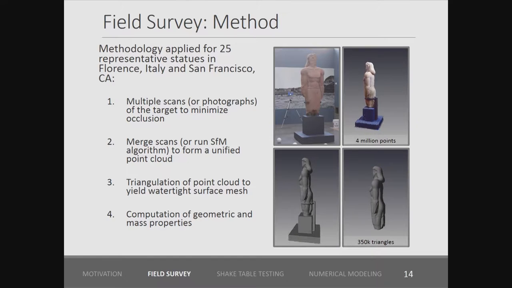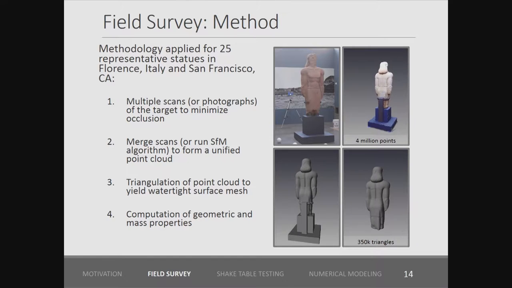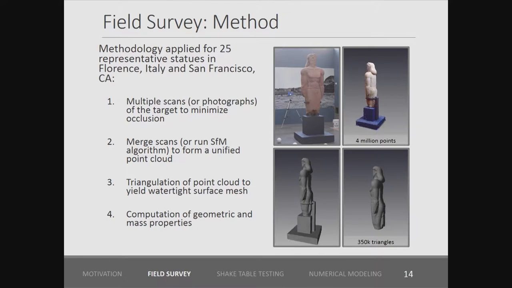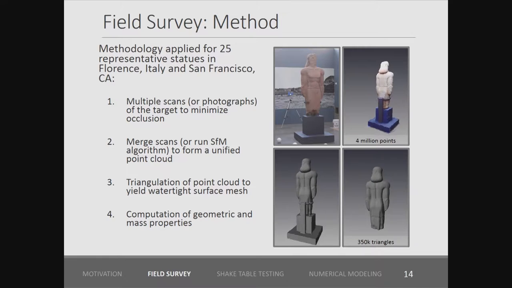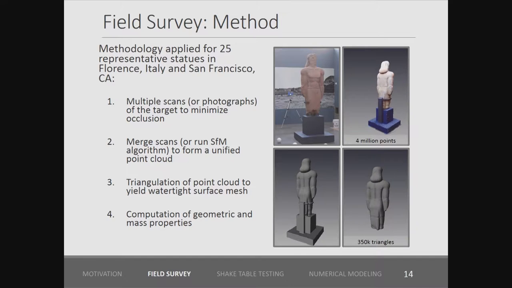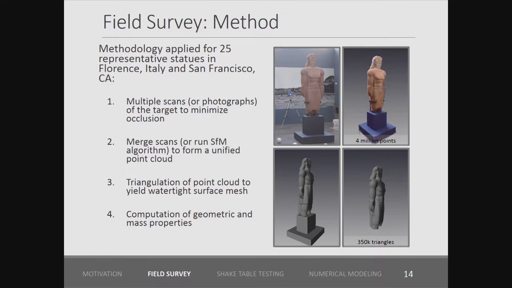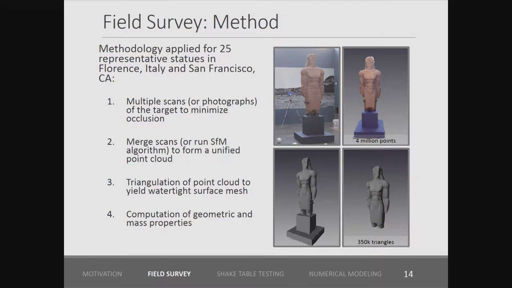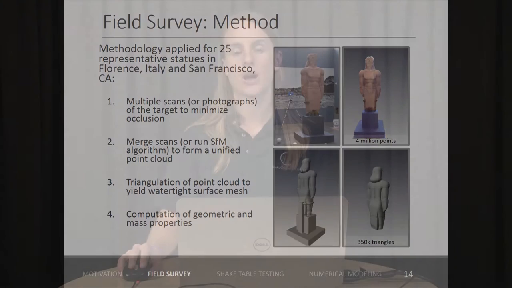Geometric data was acquired in this fashion for 25 representative statue systems in Florence, Italy, and San Francisco, California. Each target statue was scanned or photographed from multiple viewpoints to minimize occlusion. Then the individual scans were merged, or the SFM algorithm was run, to form a unified point cloud in a global coordinate system. Subsequently, triangulation of this point cloud was conducted to yield a watertight, or fully enclosed, surface mesh, as shown on the bottom two videos on the lower right-hand side, which can subsequently be used for the computation of the relevant geometric and mass properties.